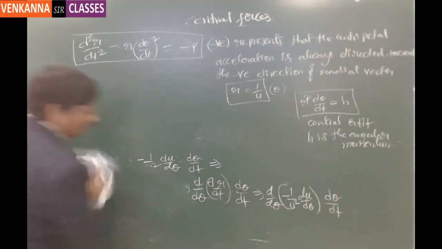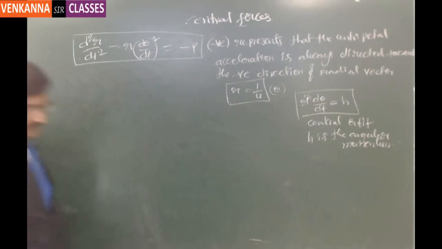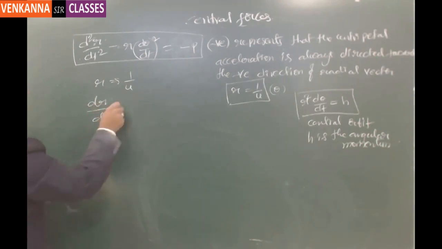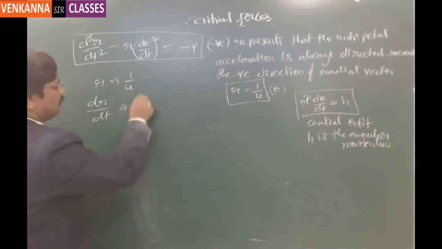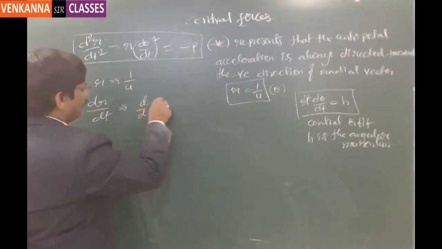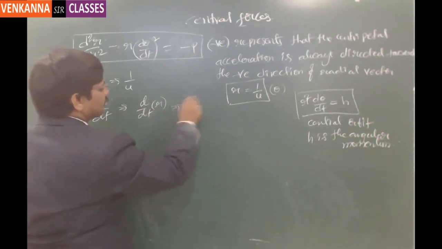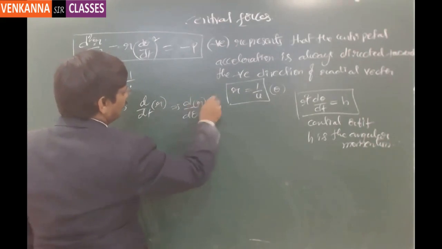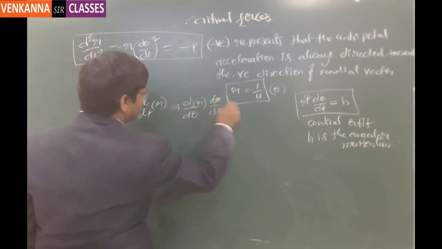So I'll do it now. See this, r equal to 1 by u. Now dr by dt, if you want to calculate, this is d by dt of r. So this can be further expressed as d by d theta of r into d theta by dt. So this is based on the chain rule.